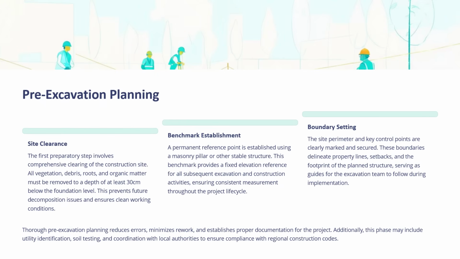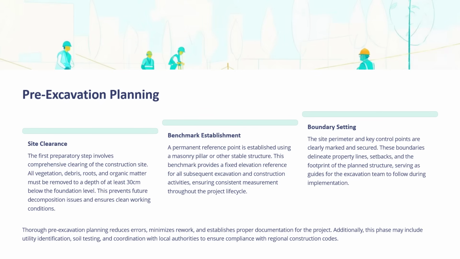But before you carry out the process of foundation excavation, you have to make pre-excavation planning in which you have to do site clearance, then establish benchmarks, and then set the boundaries of the building. Site clearance, as you know, we have already discussed in the first video.